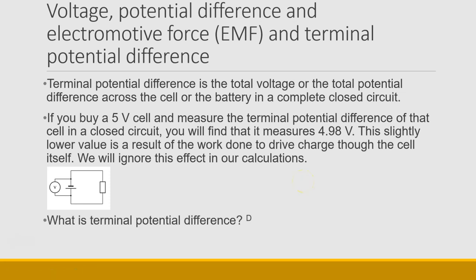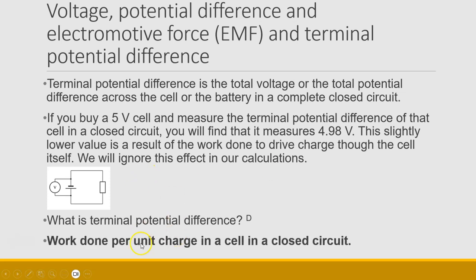If we were asked to define terminal potential difference, we would say that it is the work done per unit charge in a cell in a closed circuit.